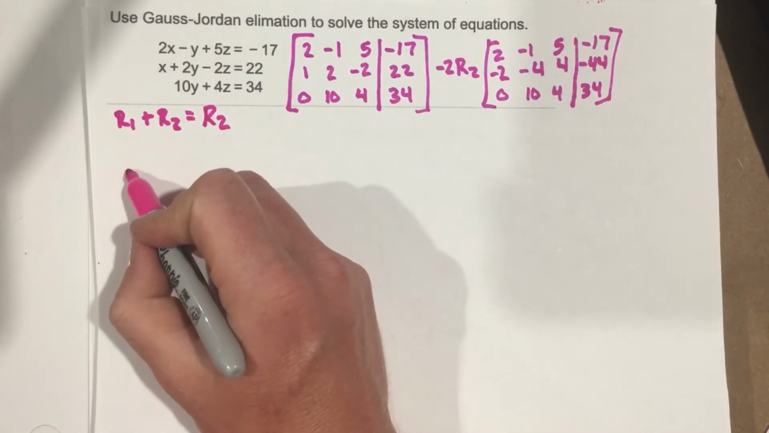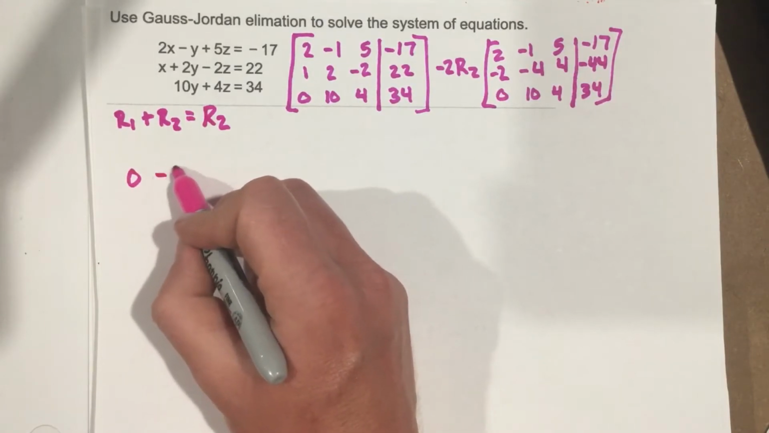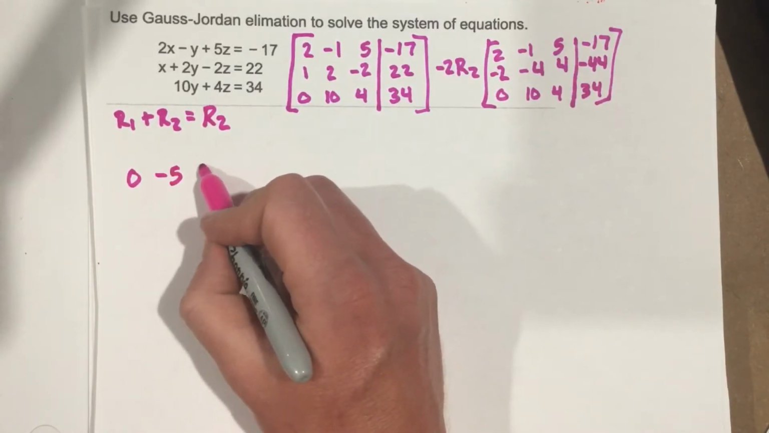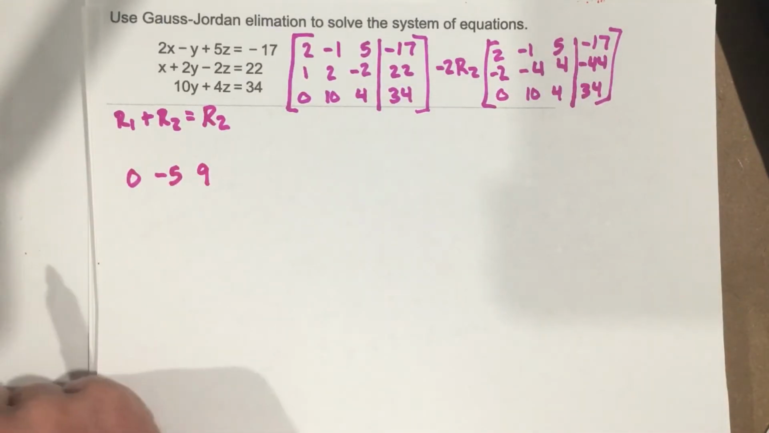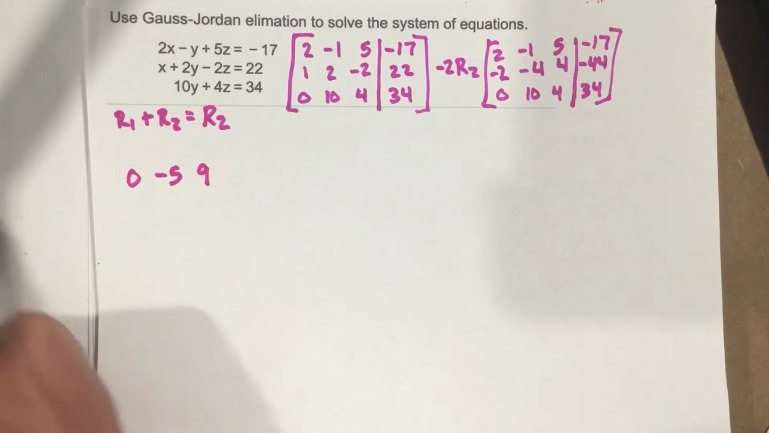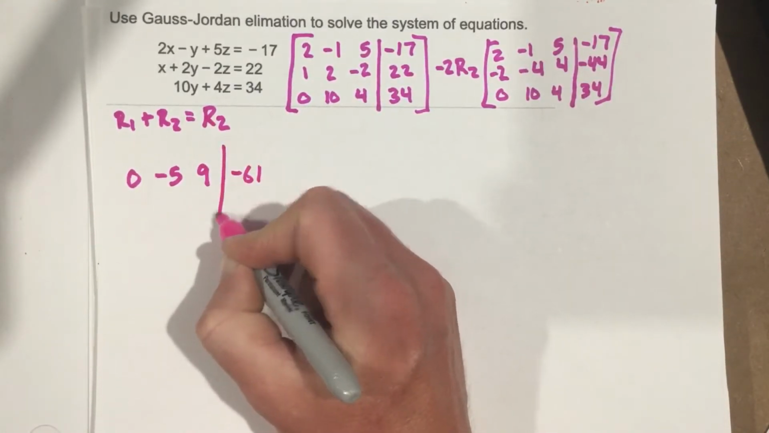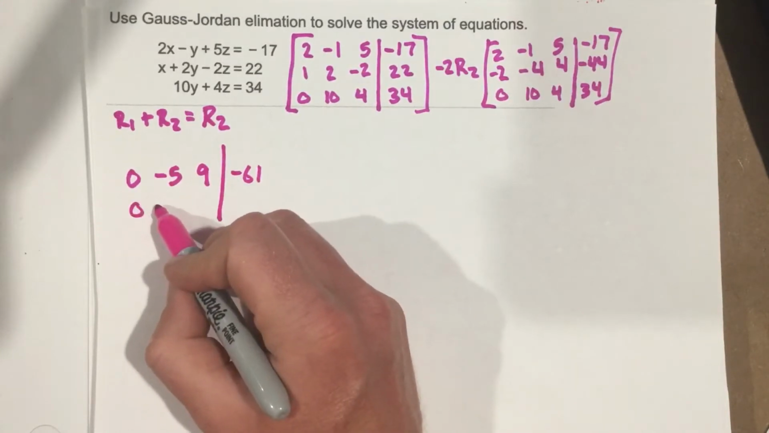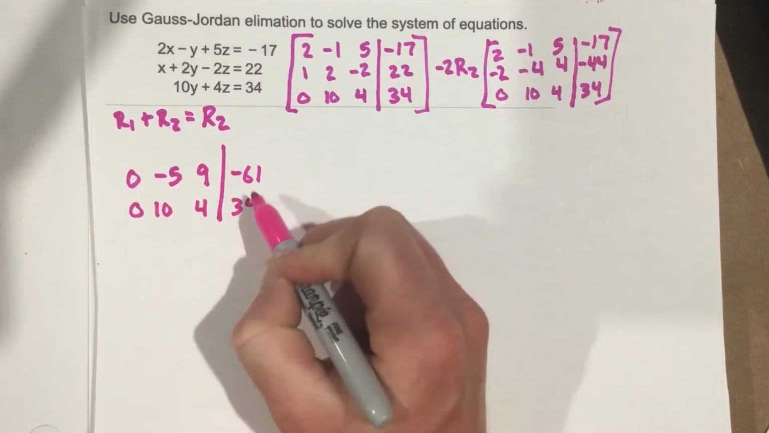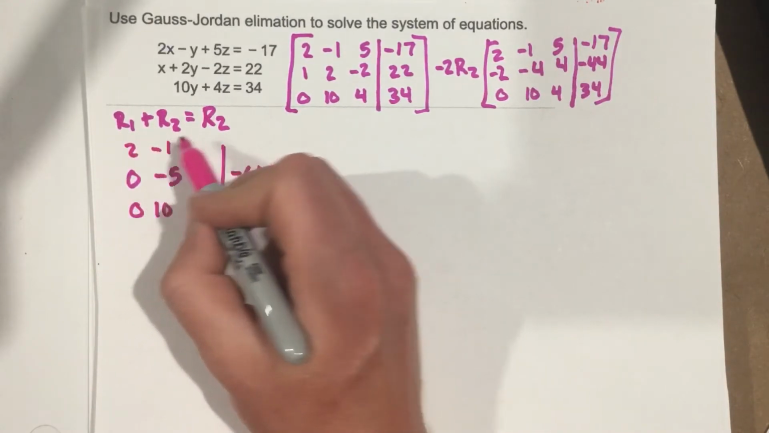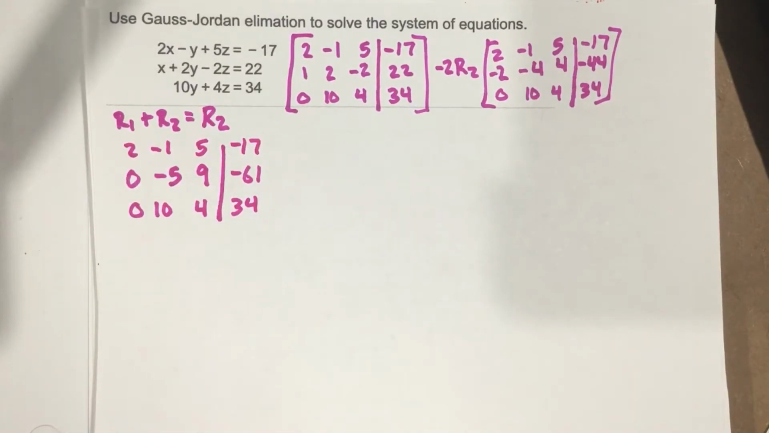All right, we got 0. We've got -5. We've got 9. -17, -44, but I put that in the calculator to make sure. -61. On the bottom, we've got 0, 10, 4, 34. And we've got 2, -1, 5, -17. All right.